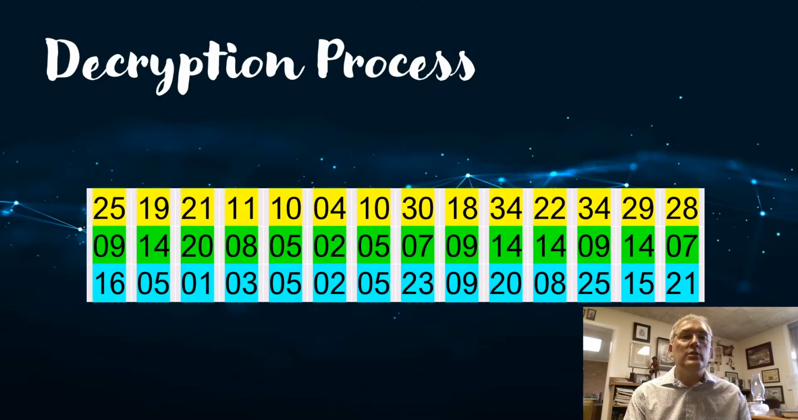That's the encryption process. When they get the message, they have to decrypt it. So you start out with the coded message, and you subtract the encryption key, and you get your final message, which says, peace be with you.